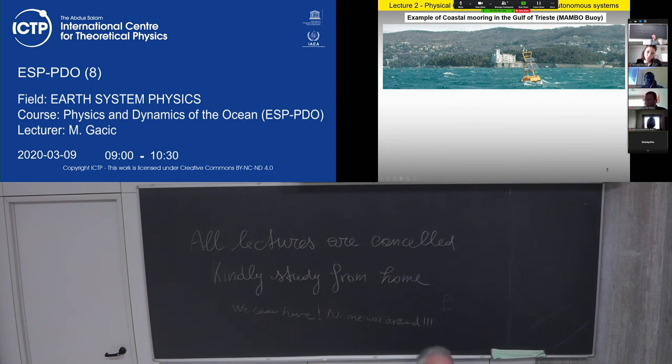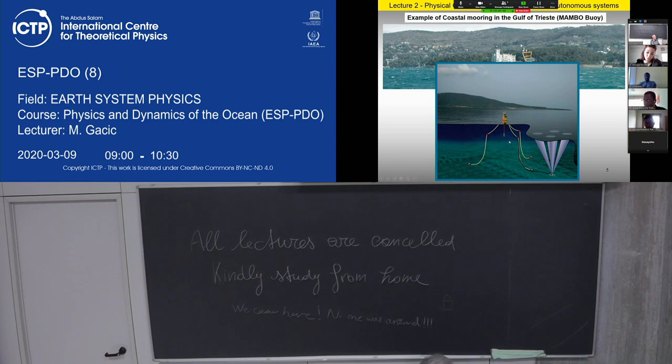Here is the example of a coastal mooring in the Gulf of Trieste, here with us. You can see here, this is the surface buoy. Here are the solar cells. Here is the wind vane. Here is the rain measurement, and here are the temperature measurements and so forth. So everything is here at the top. Below there are the measurements of the temperature and salinity and chlorophyll.